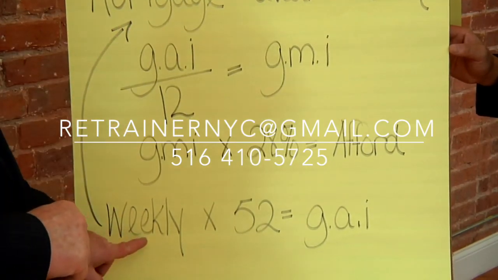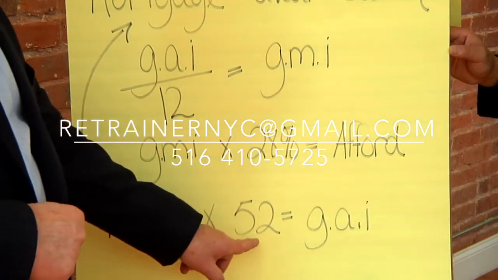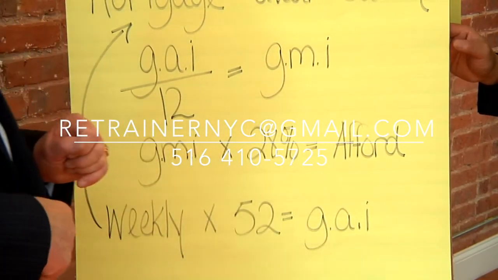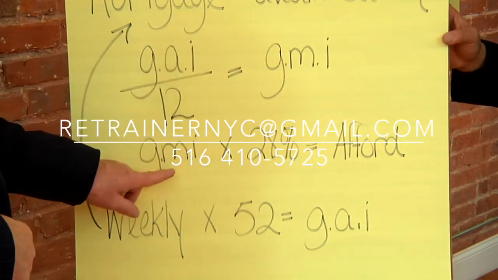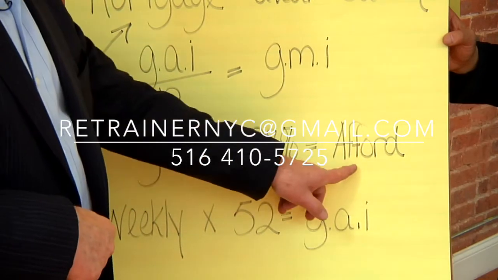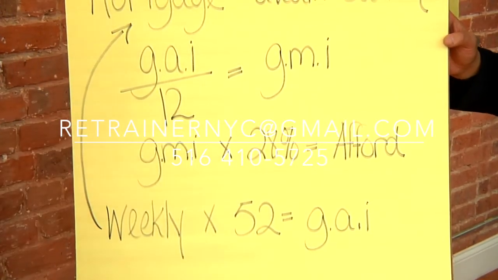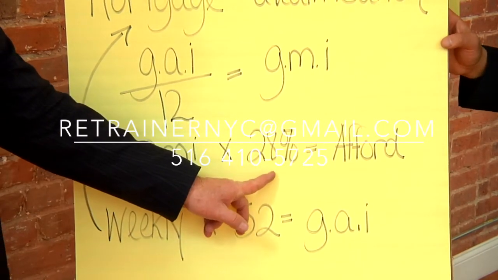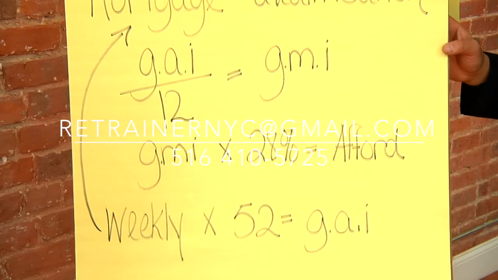If they give you the weekly income, we have to intersperse a new step right here. Weekly times 52 is gross annual income. Gross annual income divided by 12 is gross monthly income. Gross monthly income times 28%, which is the industry standard, is what they can afford. If they give you 26% or 27% or 25%, use whatever they give you in the question, but this is the industry standard when you're working with customers in the real world.